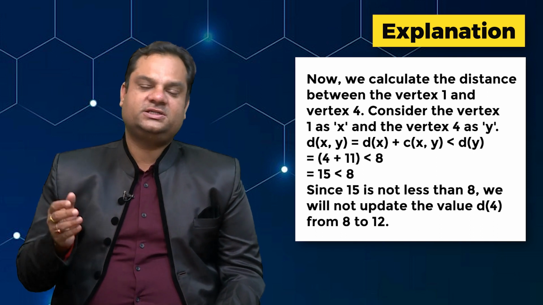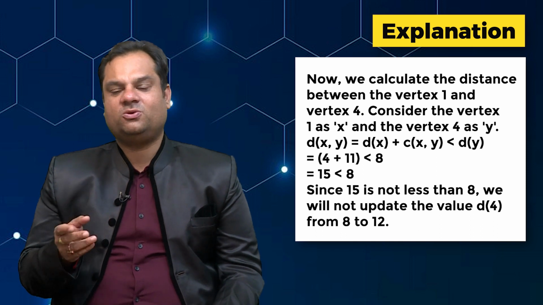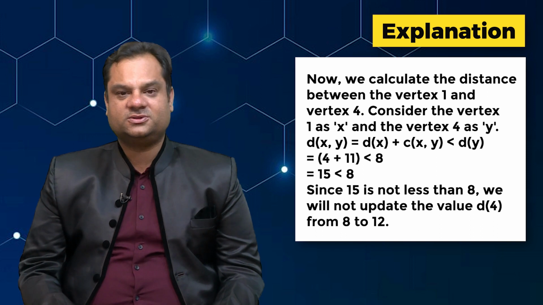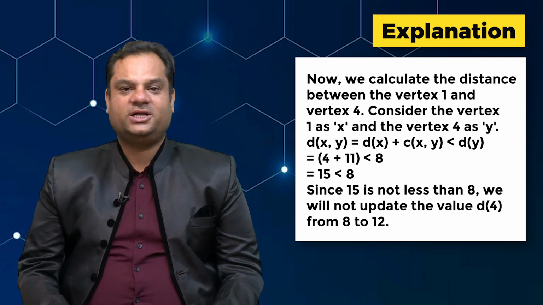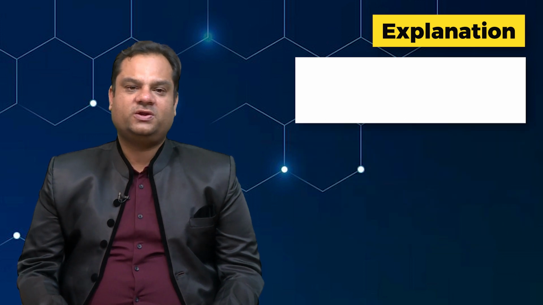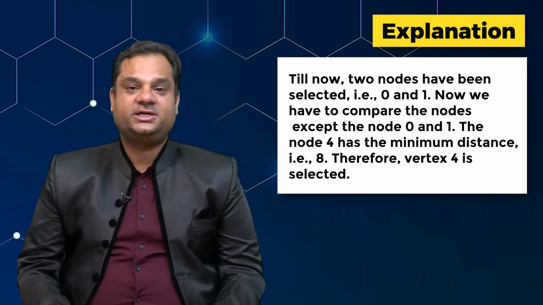We hold the same previous value in that particular node, that is, node 4 holding the 8 value. We can't update that one. Since 15 is not less than 8, we will not update the value of d4 from 8 to 15. So, till now the nodes that have been selected are 0 and 1.